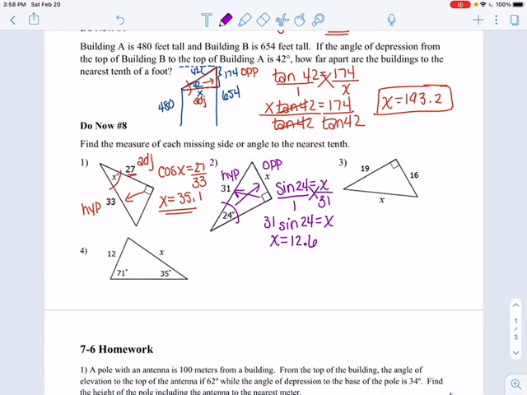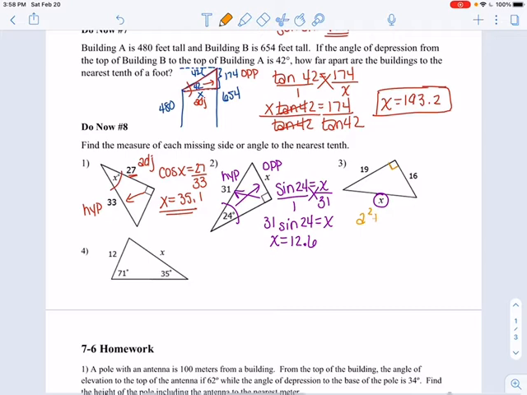Okay, for number 3, I'm missing one side of that right triangle. And this time I'm not given any angle measures other than that right angle. Okay, I don't have one of the acute angles, which means I'm not going to use SOHCAHTOA this time. To find the missing side of a right triangle when you're only missing one side, we're using the Pythagorean theorem. So we're going to do a squared plus b squared equals c squared.